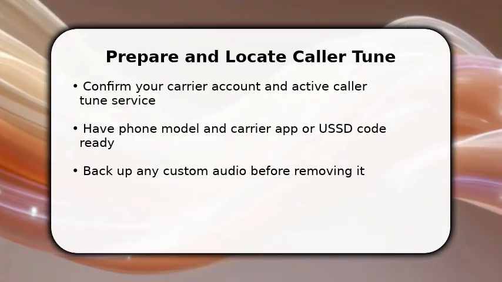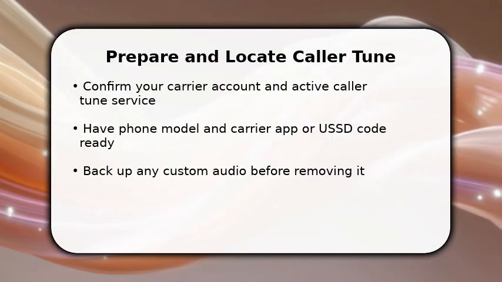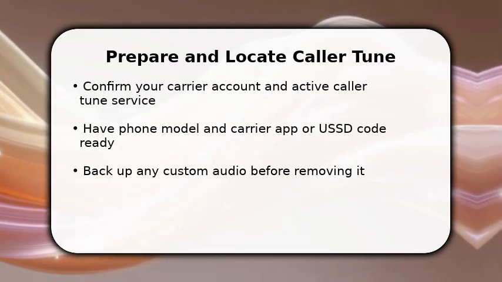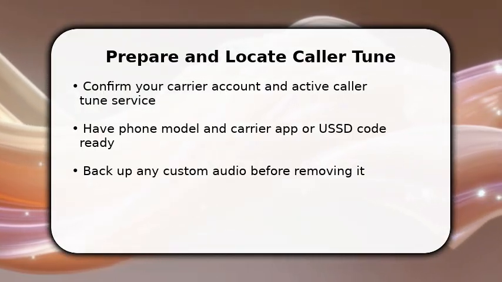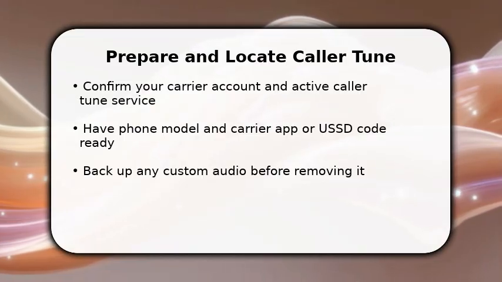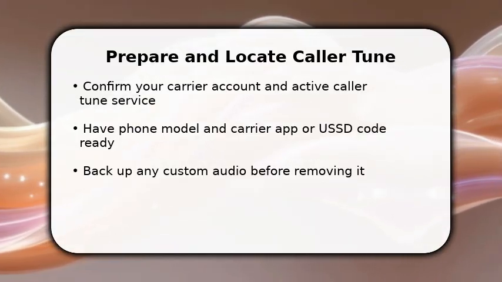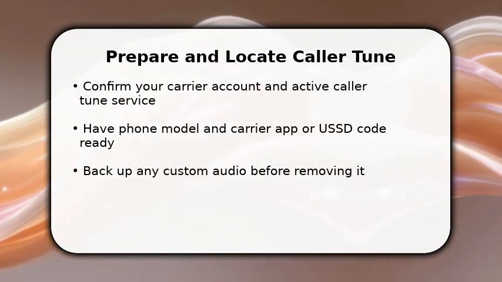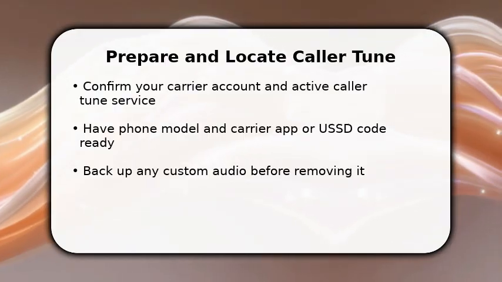You start by confirming the caller tune is active on your carrier account so you know what to remove. Open the carrier app or prepare the USSD/uninstall path. This saves time. If you created a custom tune, make a quick backup to avoid accidental loss. Once done, navigate to the caller tune settings section in-app or dial the provider's tune menu code.